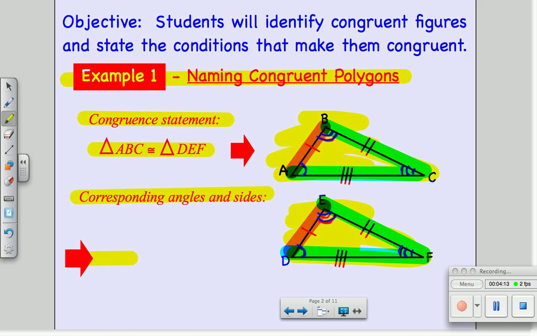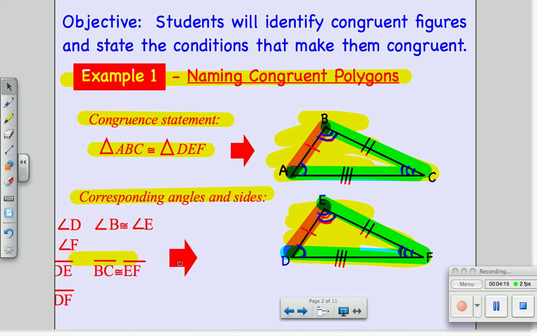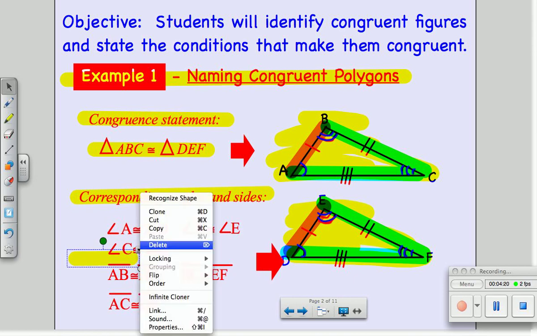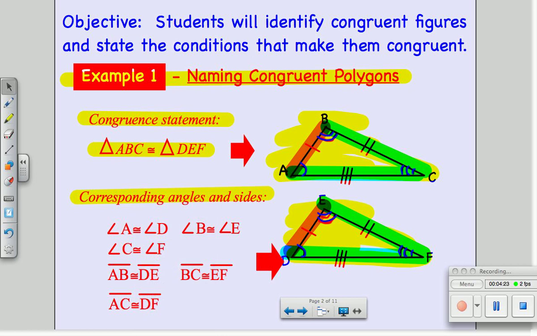So, in stating it, I'm going to say, let me get rid of this real quick. Angle A in triangle ABC is congruent to angle D in triangle DEF. Angle B is congruent to angle E. And the last angle, C, is congruent to angle F. So angle A is congruent to angle D. Angle B is congruent to angle E. Angle C is congruent to angle F.